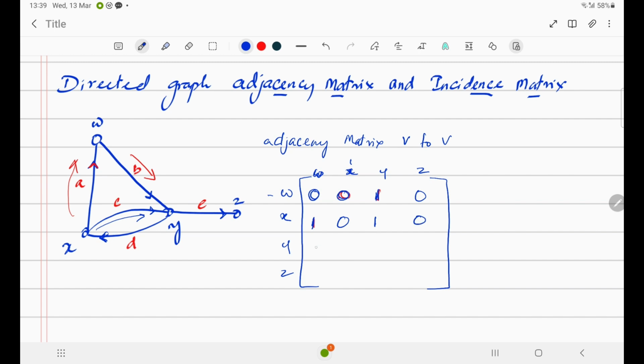Similarly, Y and W, I cannot go. Y and X, yes, there's a link. I can go from Y to X. Then Y and Y is 0, and Y and Z, from Y I can go to Z, so Y and Z is 1. And from Z I cannot go anywhere because the arrow mark has only one incident, that is towards Z. That means from Z I cannot go anywhere else, so 0, 0, 0. So this is the directed graph adjacency matrix.